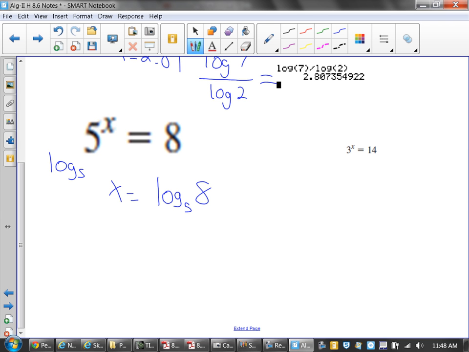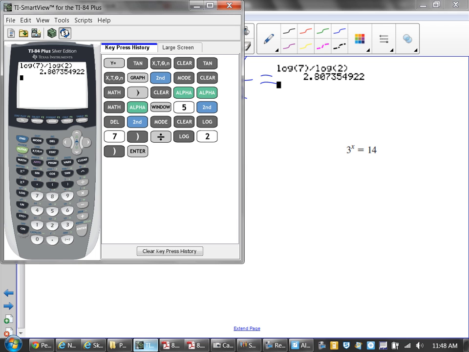The shortcut would be Alpha, Window, 5. In your calculator, if you go Alpha, Window, 5, you can actually type that in exactly the way it looks: log base 5 of 8, and hit enter. There's your answer. Either one is fine. I like doing the change of base one since I think it's a little bit easier.